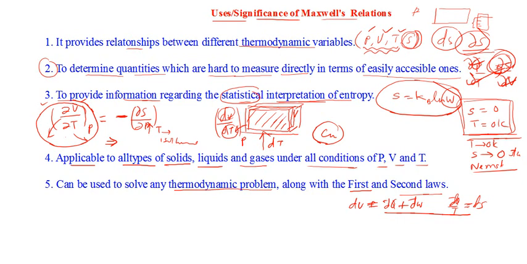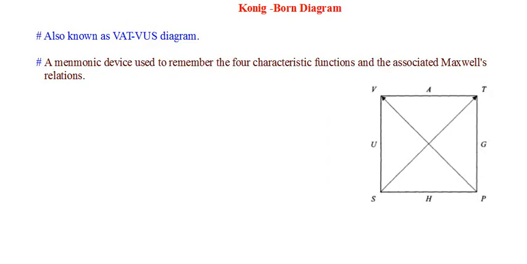Now before we end the session, let me introduce one more thing, a textbook mnemonic to memorize Maxwell relations, which is commonly known as the Koenig-Born diagram. Remember, it's not that much relevant. It is named after Max Born. You have heard of Max Born? He is one of the famous physicists.